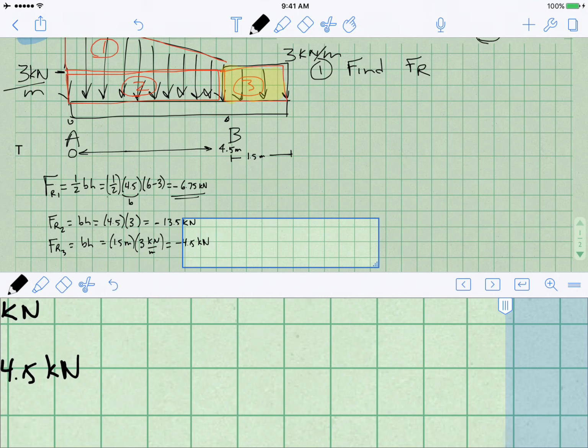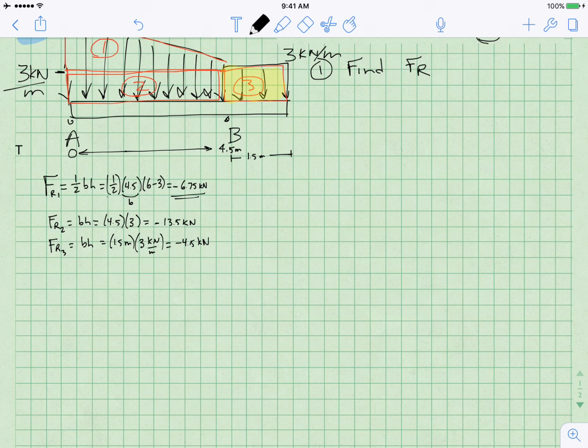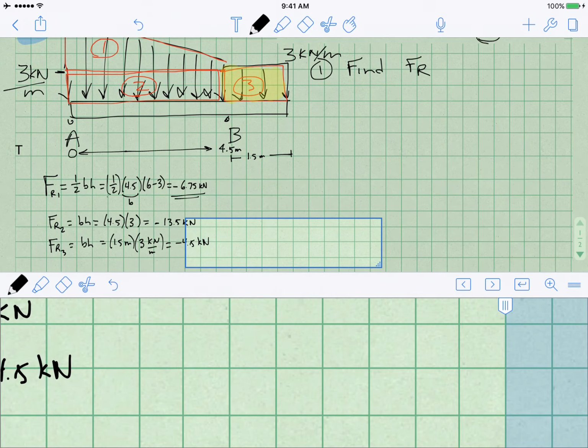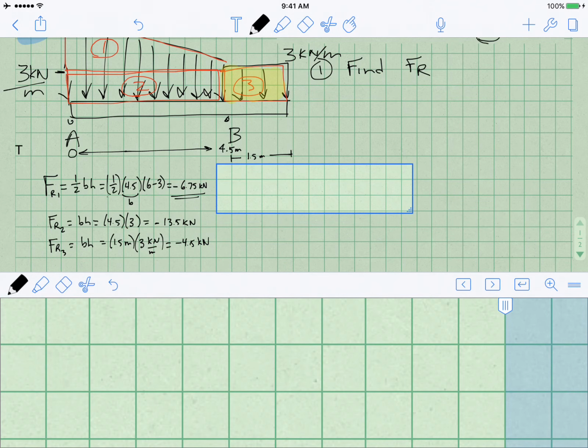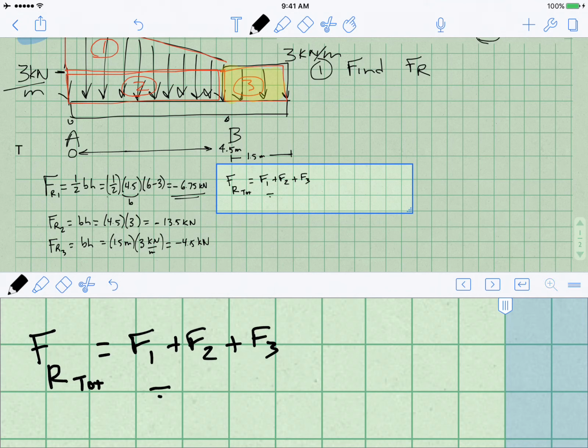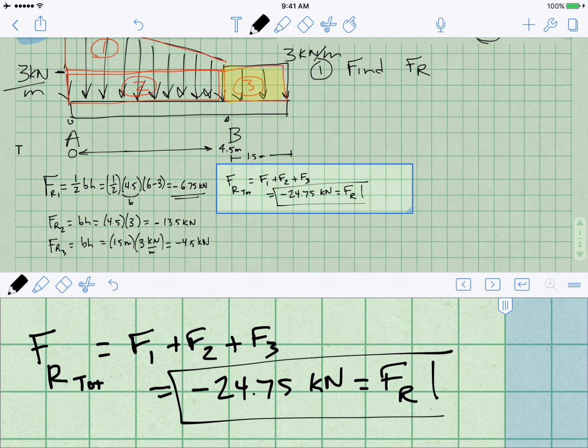All right, so we have calculated all the resultant forces of these individual areas, and I am now going to sum them up. The total resultant force is just going to equal F1 plus F2 plus F3, which equals minus 24.75 kilonewtons. That is a partial answer. Always put a box around a partial answer because it's good for extra credit points.